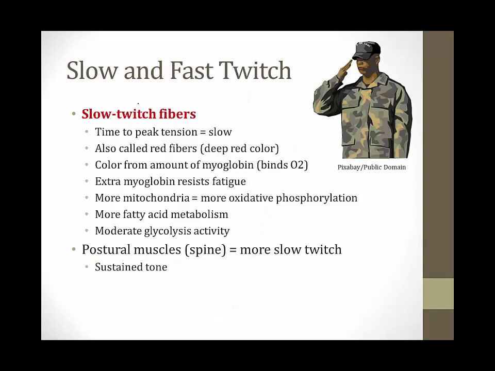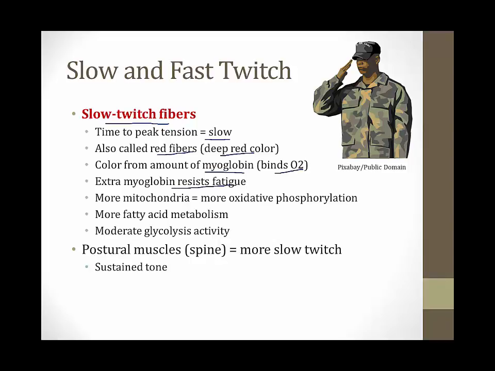The last topic for this video is to talk about different types of muscle fibers or muscle cells. There are two types of muscle fibers, so-called slow and fast twitch. The slow twitch fibers get their name because the time to peak tension is long or slow. They're also called red fibers because they have a deep red color, and that deep red color comes from myoglobin. These fibers have lots of myoglobin to bind oxygen, and this allows them to resist fatigue.